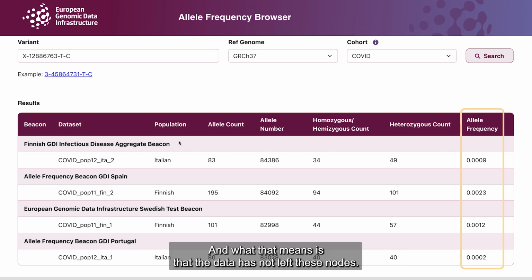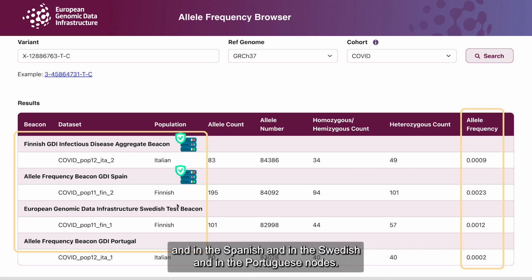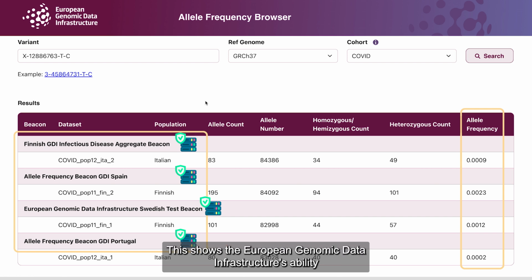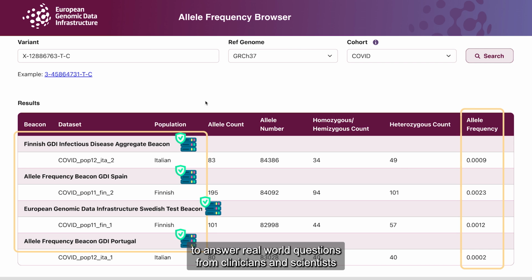And what that means is that the data has not left these nodes. It exists in the Finnish node and in the Spanish and in the Swedish and in the Portuguese nodes. This shows the European Genomic Data Infrastructure's ability to answer real-world questions from clinicians and scientists in a way that doesn't involve moving data across borders.